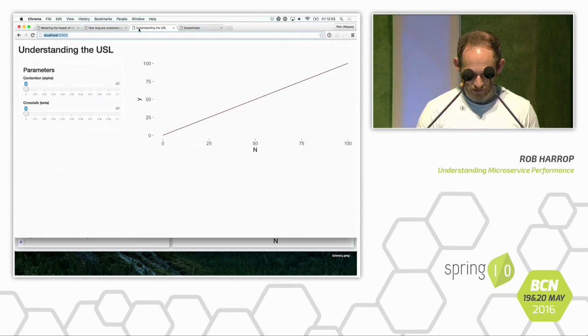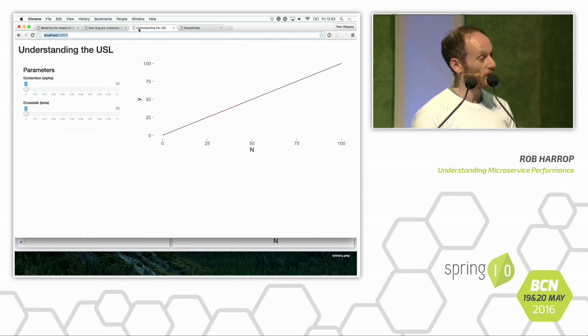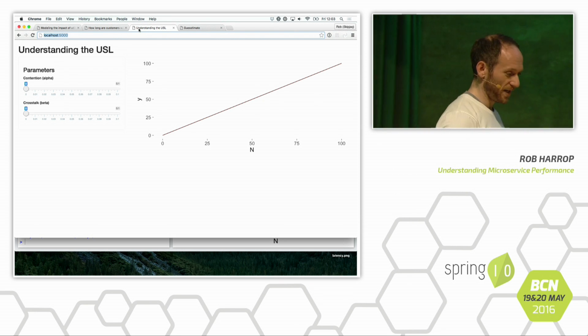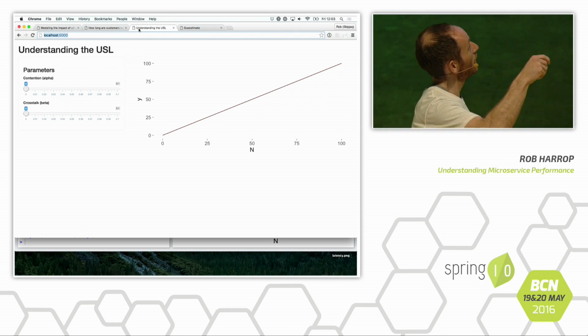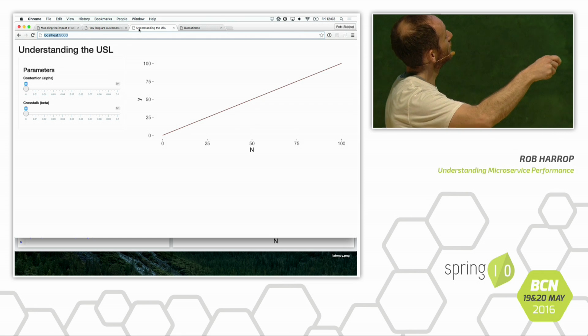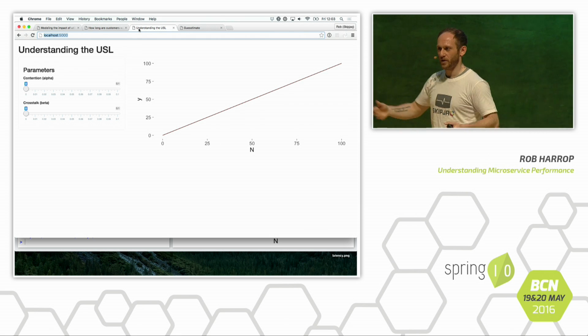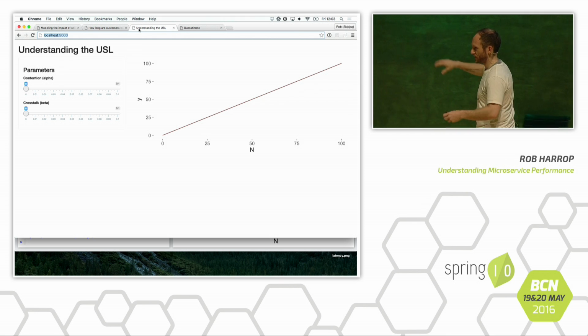That's not the one. OK, so hope you can all see that. Here we've got alpha is 0 and beta is 0, so no contention, no crosstalk. So this is a system that's linearly scalable. As n goes up, Cn goes up. And this is basically what we get if we don't have any of those alpha factors or beta factors.